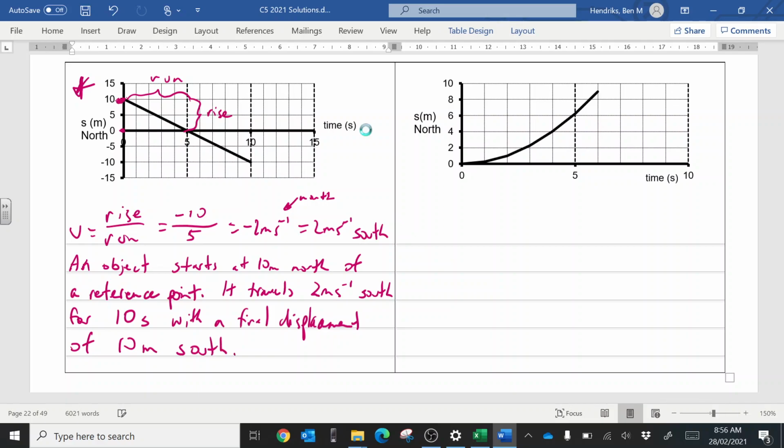And you may, in some questions, be asked, what does this point at 5 seconds mean? And what that means is it passes the reference point or the starting point at that time. Okay, so at 5 seconds, we can say that the object passed the reference point.